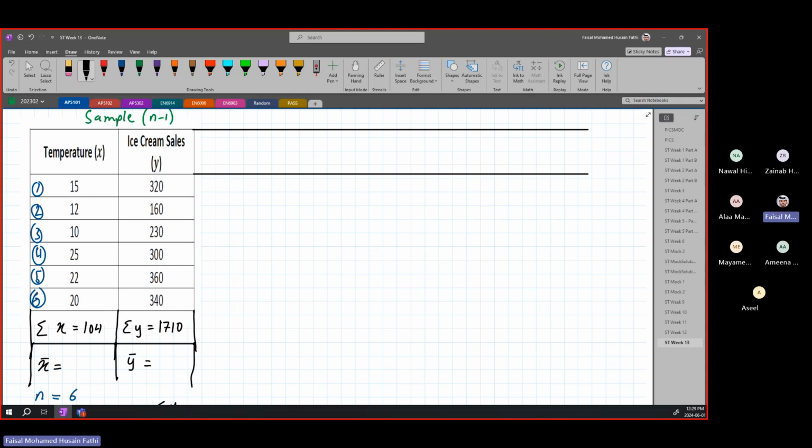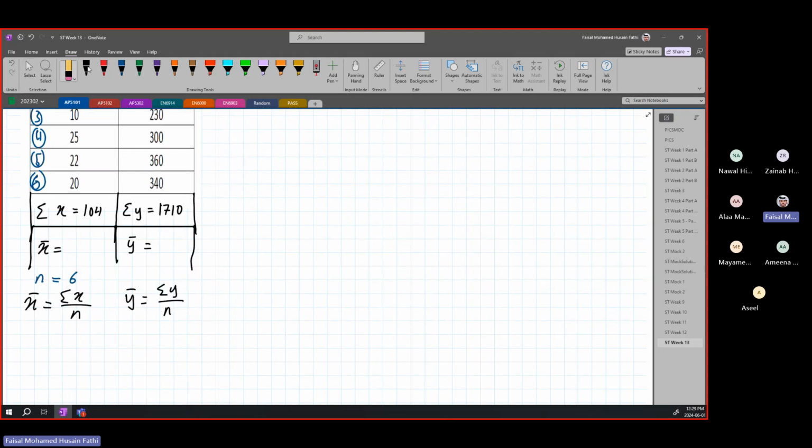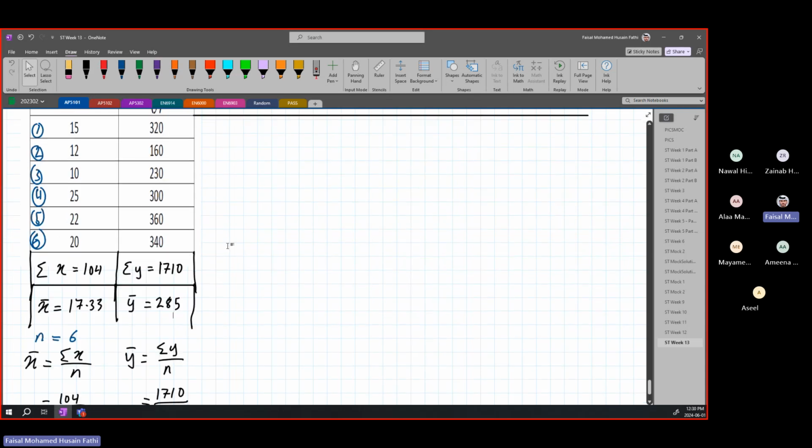So this is going to be 104 divided by 6, which is equal to, actually, let me write it down so that we have space here. So this is going to be equal to 104 over 6, and y bar is going to be equal to 1710 over 6. Okay? We get a value of 17.33 for the x bar, and y bar is going to be 285. All right, this is our first step.